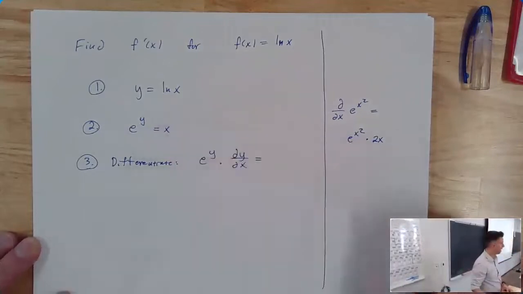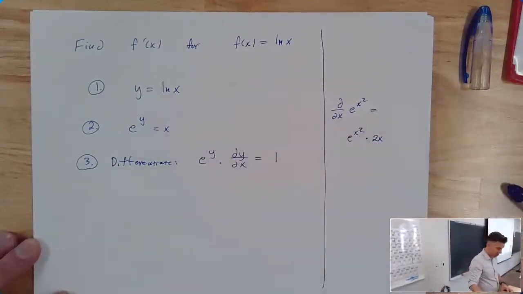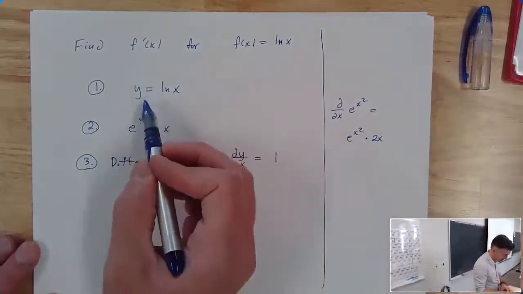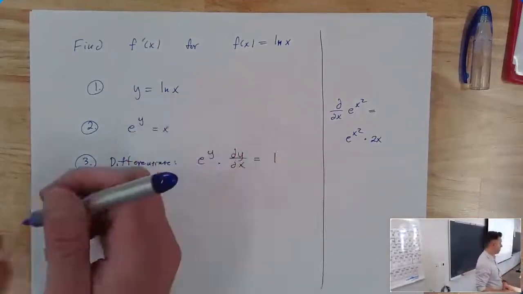And then what's the derivative of x? 1. But look, now I can solve for dy dx, which is what I'm trying to find, because y is equal to the natural log of x, and I want to find the derivative of y, the derivative of the natural log of x.